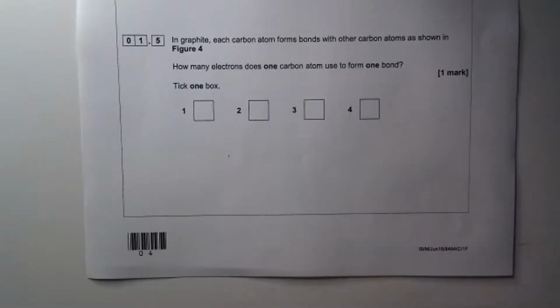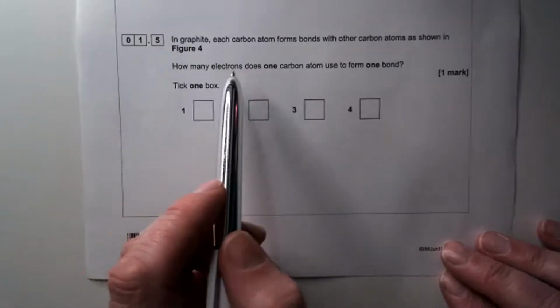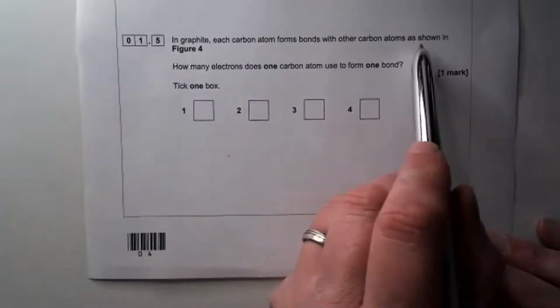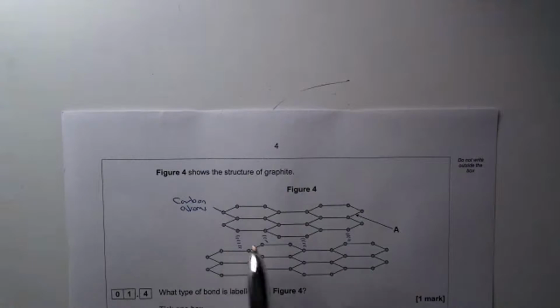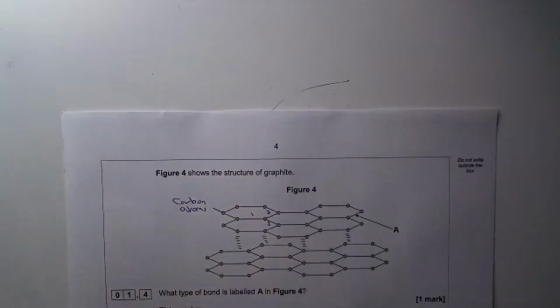This is a GCSE exam question about bonding with carbon in graphite. It says in graphite, each carbon atom forms bonds with other carbon atoms as shown in figure 4. So figure 4 is here. You can see you've got carbon atoms with covalent bonds between the carbon atoms, and each carbon atom is bonded to 3 other carbon atoms. So each carbon atom's got 3 bonds.